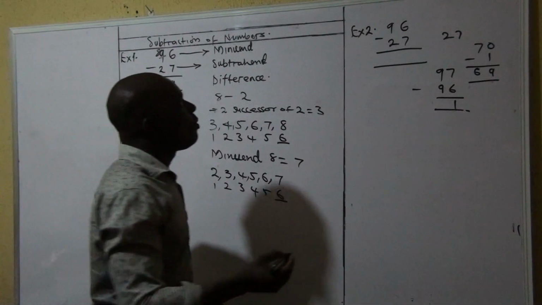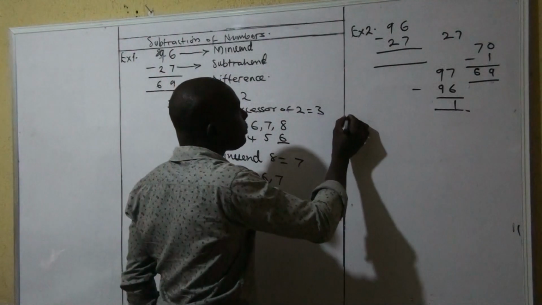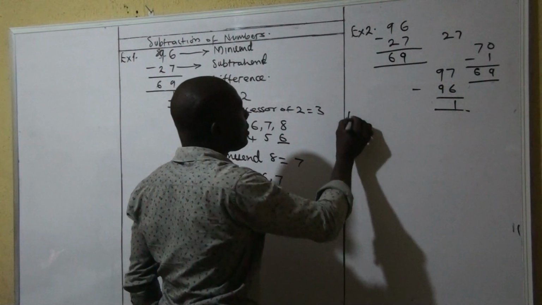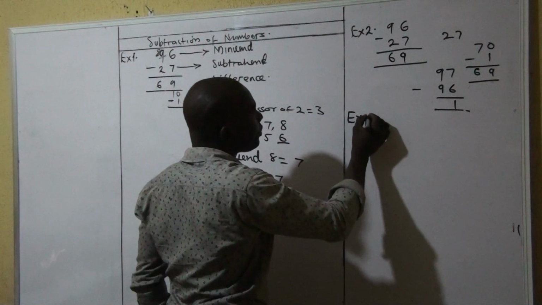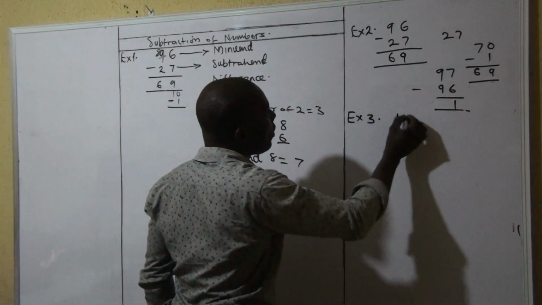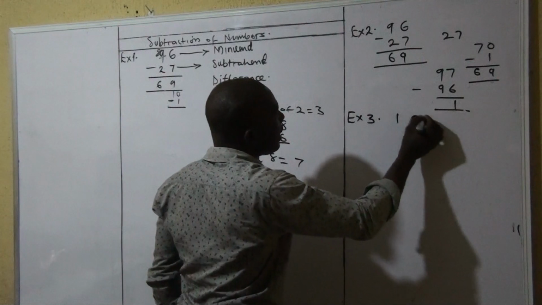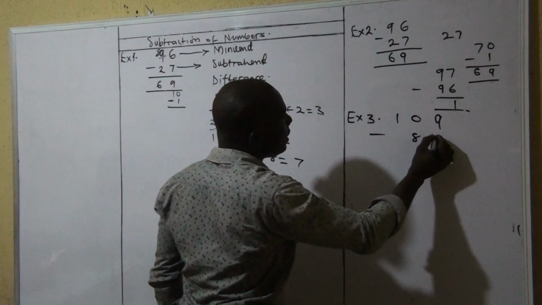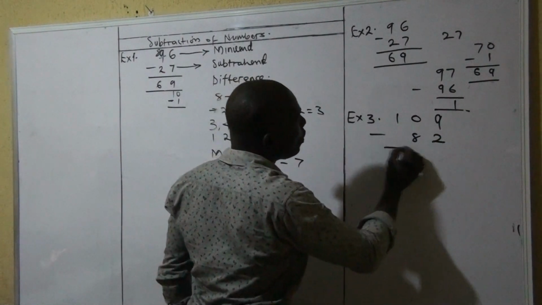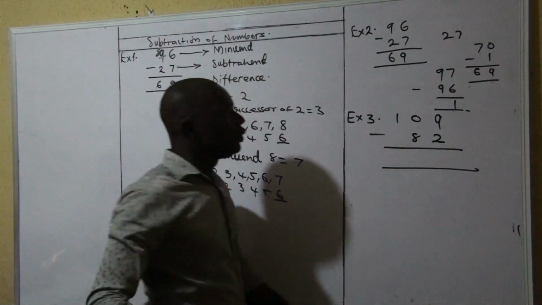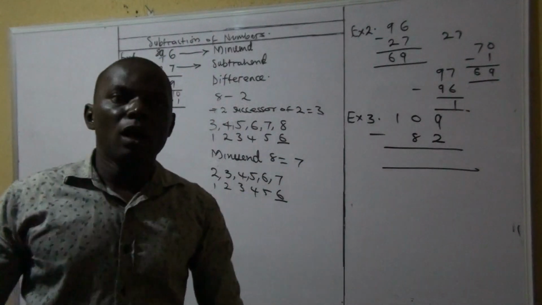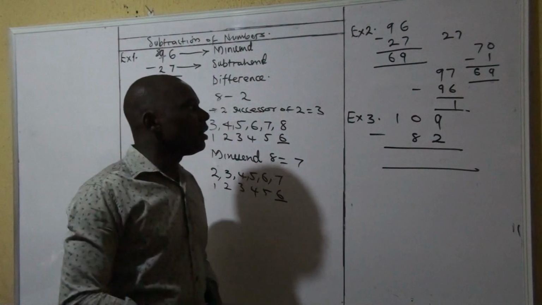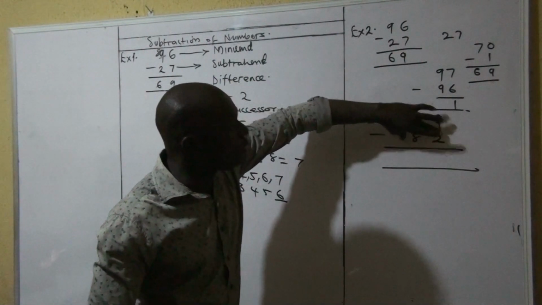Okay, now let's take one more example. You see that our answer here is also now 69. Let's look at this example 3. 109 take away 82. Okay, we want to use that same method of doing without borrowing. So what we do here, if you look at 109 and 82, they are still close by.